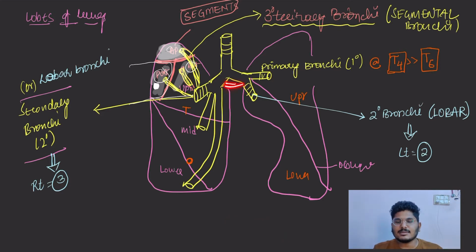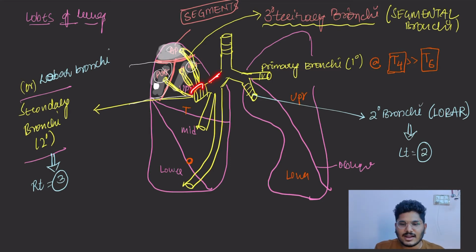This angle is such that the right primary bronchus is more vertical than the left primary bronchus. Therefore, there are more chances of foreign body, infections, or aspirations into the right lung, because it is more vertical because of the angle made by the carina. The two primary bronchi are supplying the complete lung of one side.